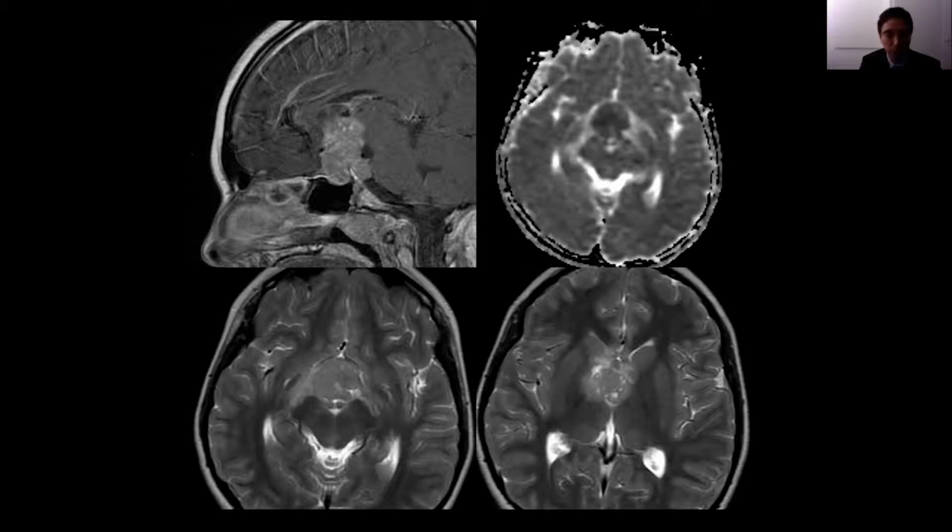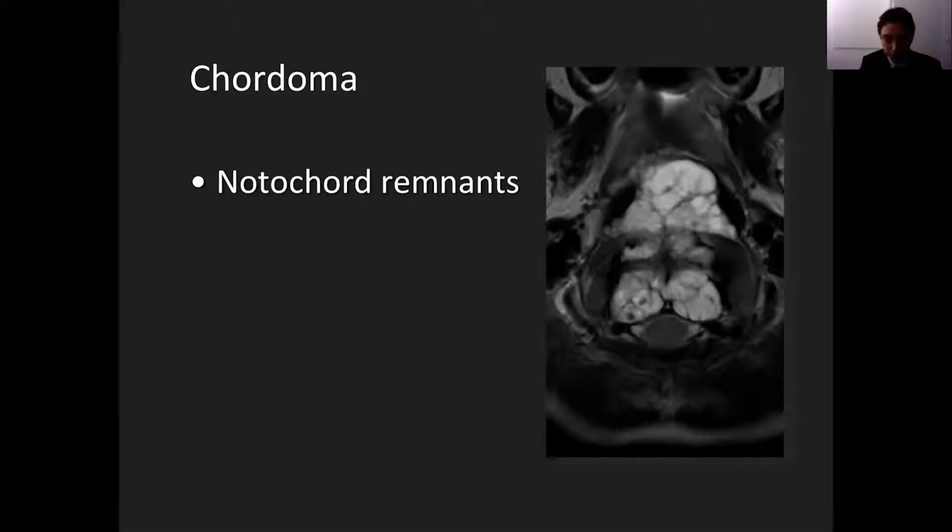And this is one of the important characteristics of germinomas, is that not only are they going to look very bright on non-contrast CT because of the density of the cellularity, but also they will show restricted diffusion with low signal on ADC and bright signal on the DWI images.